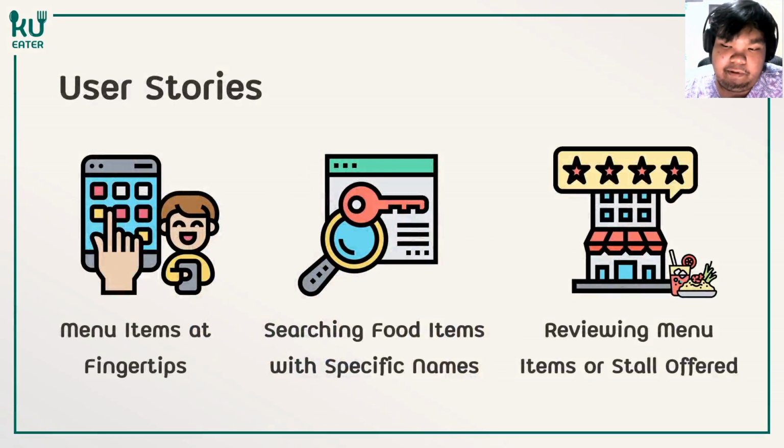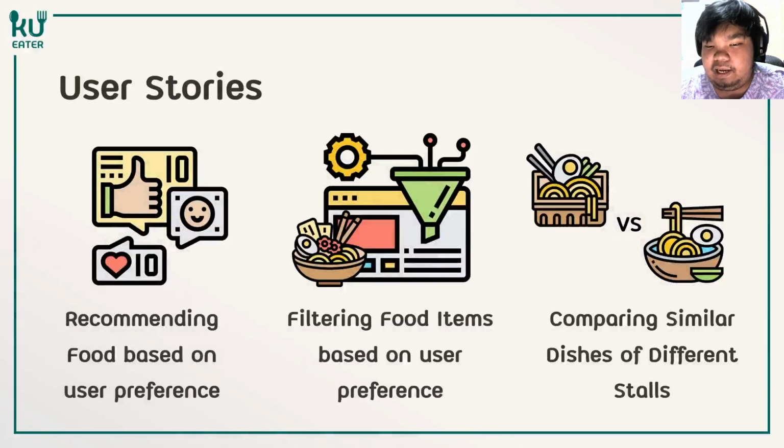They can review menu items or the stalls offering them. And they will get recommendations on food items based on their preference, so what they like to eat, what they have seen before, or what is trending, and they will go straight to that. They can also filter food items based on preference, like any dietary restrictions. Our system can do that.